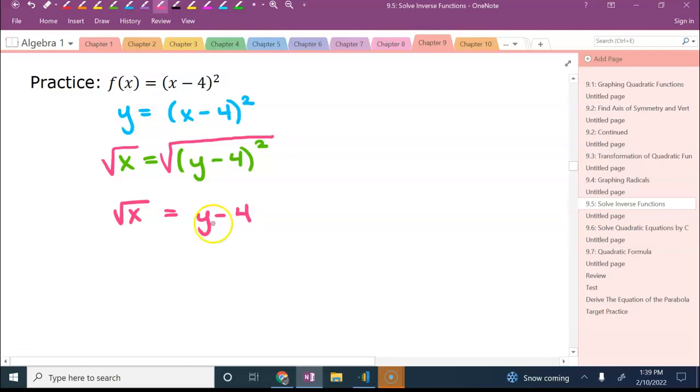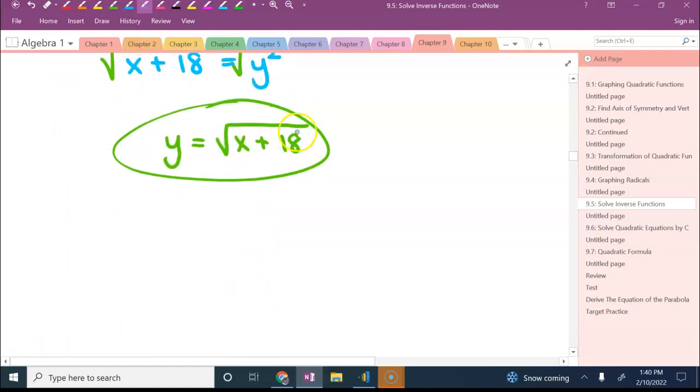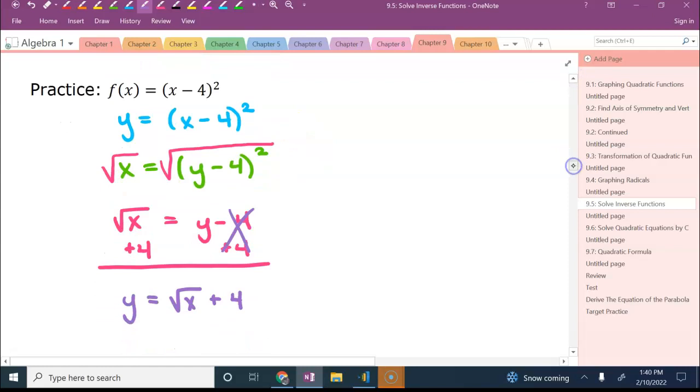Now, we still don't quite have y by itself, because it still says y minus 4. So I'm going to add 4 over here to the other side. And to write my final answer, again, I'm going to put y first. I'm going to have that square root of x, and then plus 4 is going to come after it. So a little different than what we saw up above, because everything was underneath the square root there, where this one, just the x is underneath the square root, and the 4 is tagged on the end.